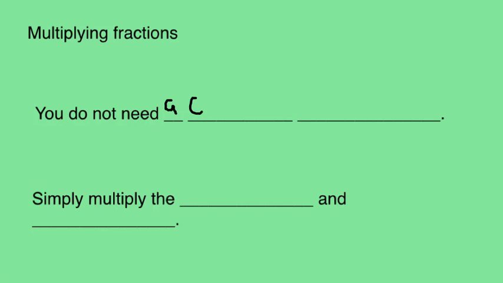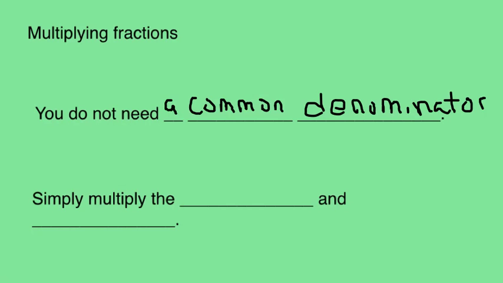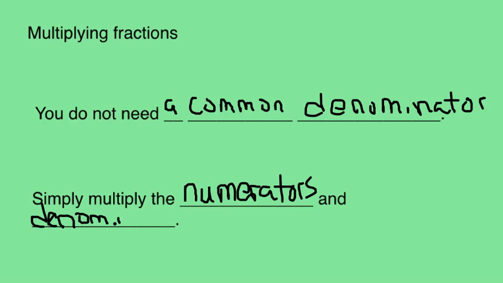So fill in the blank. We no longer need a common denominator. You're simply going to multiply across the two fractions. You're going to multiply the numerators, and you're going to multiply the denominators. And of course, if you can, then you'll simplify your answer or reduce.